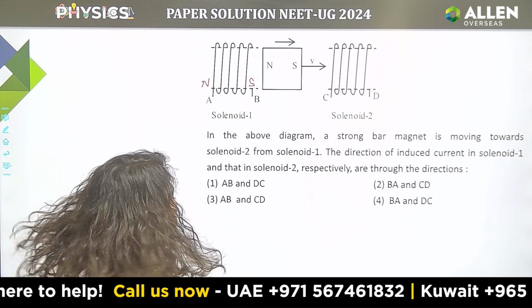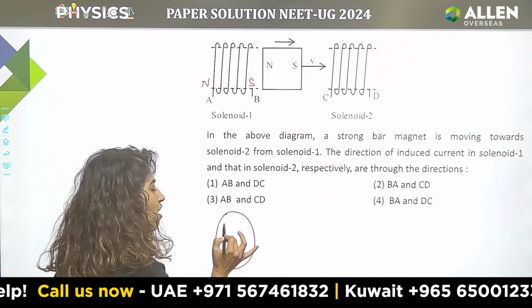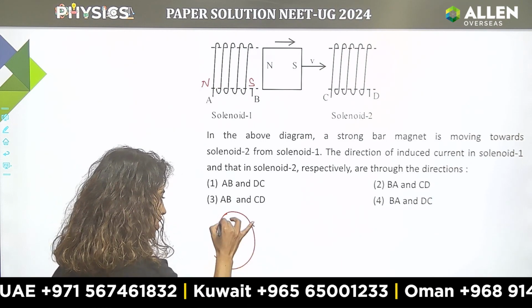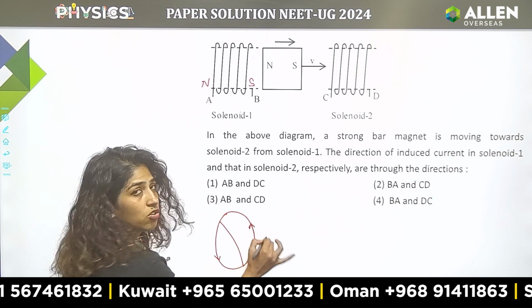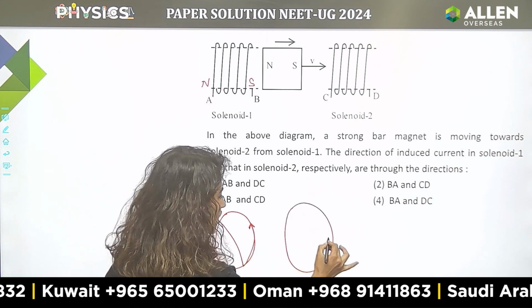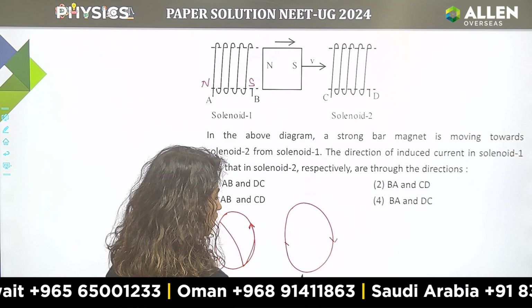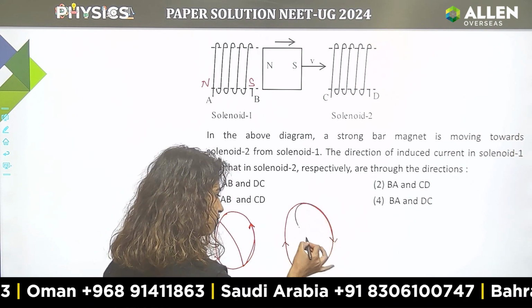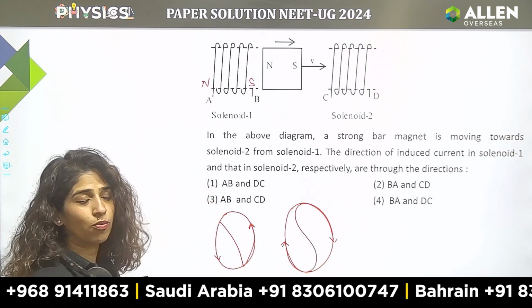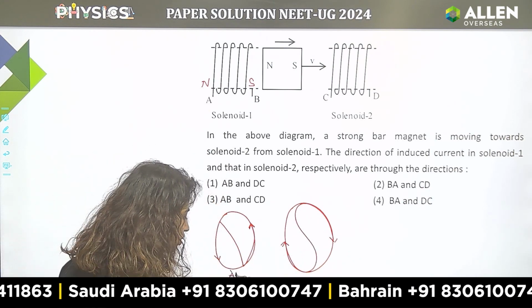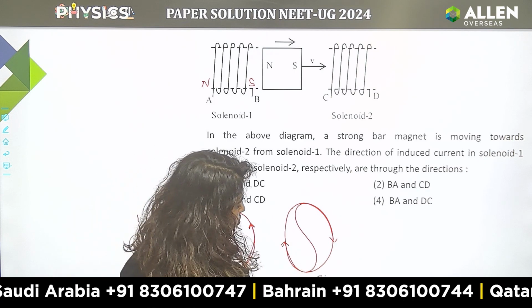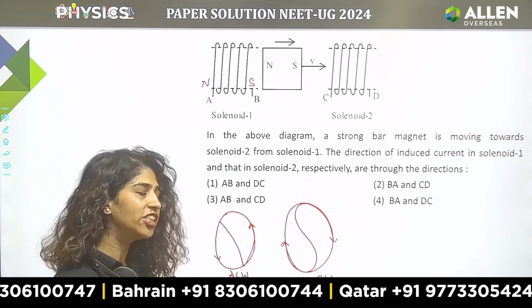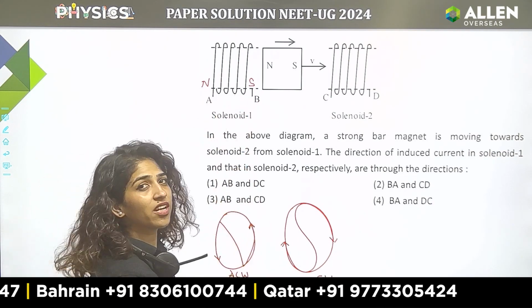Now, an important point to take care of here is if I have a coil and the induced current is in anti-clockwise direction, that's when it behaves as a north pole. And when the coil current is in clockwise direction, that's when it behaves as a south pole. So when it is anti-clockwise, we know it's going to be north, and when it is clockwise, we know it's going to be south. So with this logic, I can easily find out the direction of current.